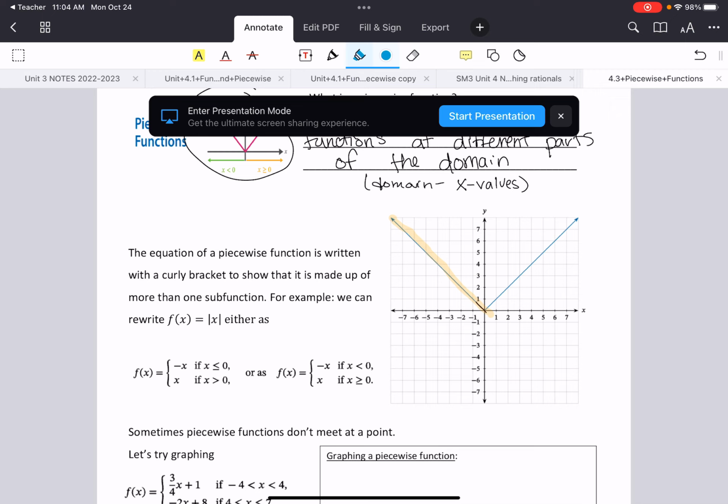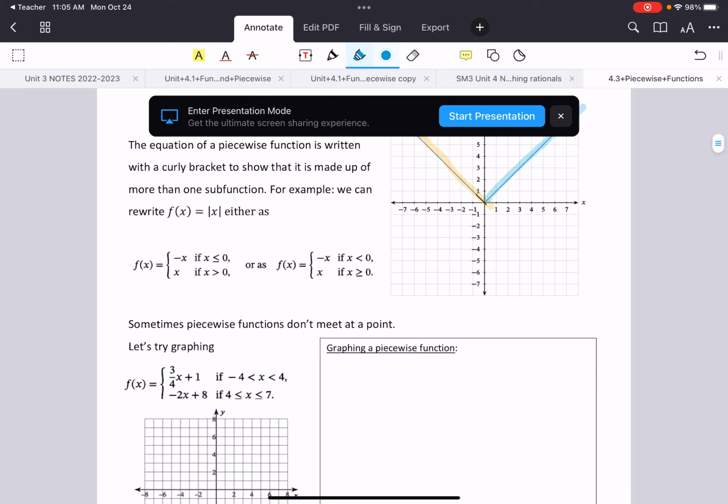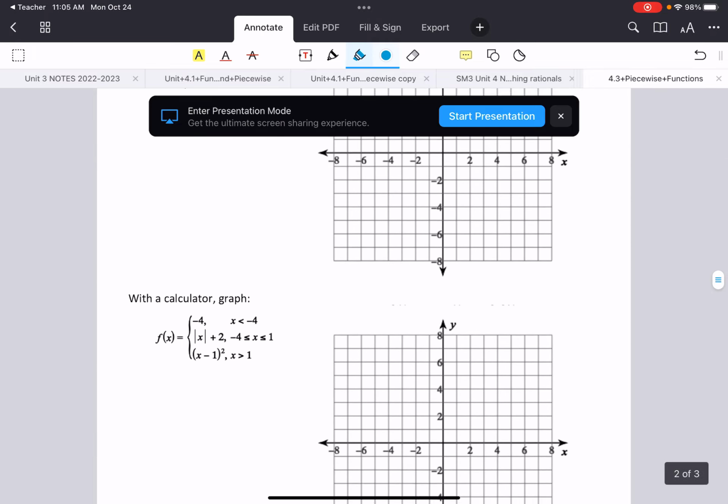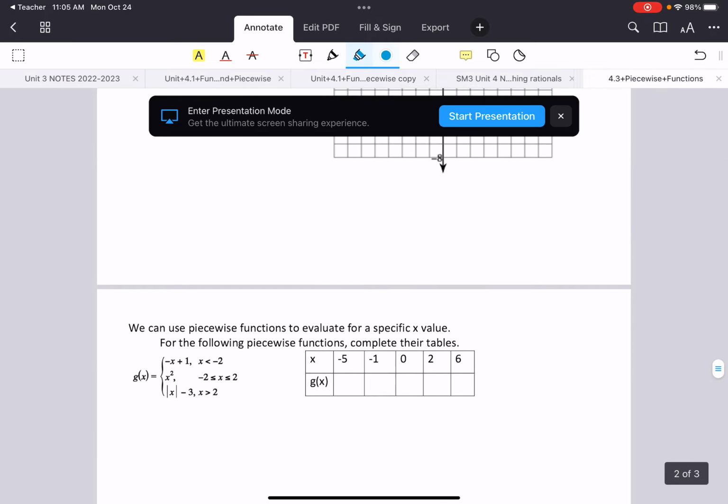Okay, so then all the values of x greater than 0 give you this line here. So we can see how a piecewise function is a graph where for certain values of x, you have a different line, right? So we're going to skip this part right now. Let's go to this page here.